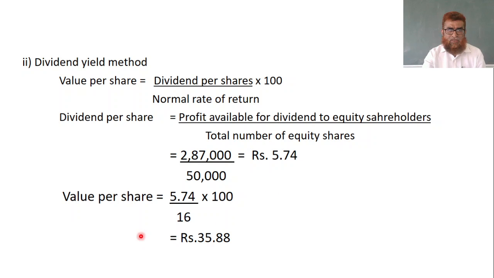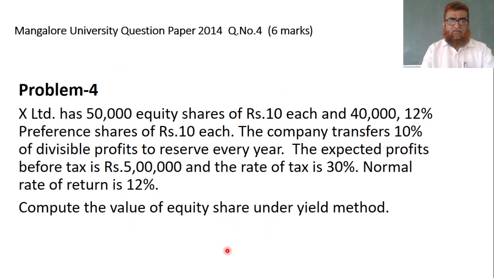So now value per share is equal to dividend per share, that is 5.74, divided by normal rate of return 16, then into 100. So you will get 35.88. Same answer you will get here also, because dividend per share doesn't change. Profit available doesn't change. So that is the first problem.